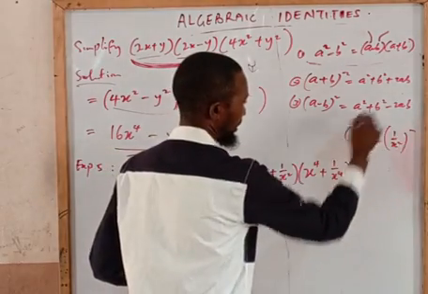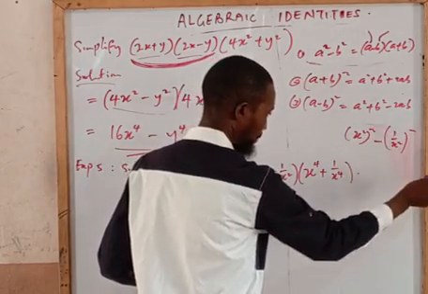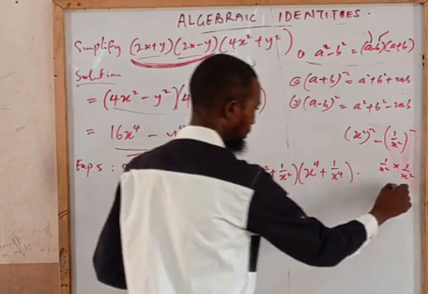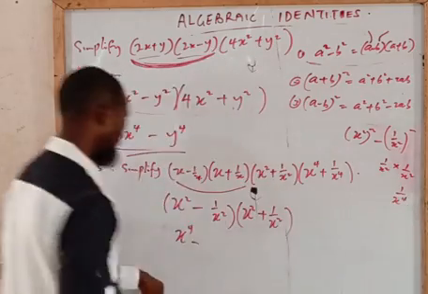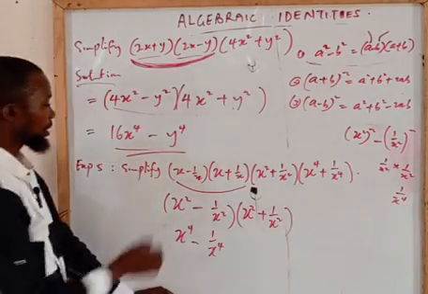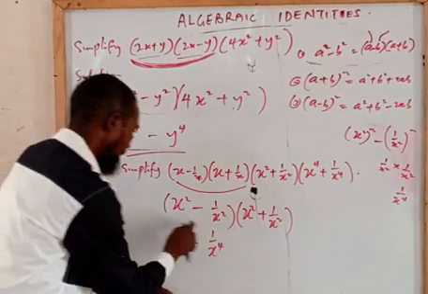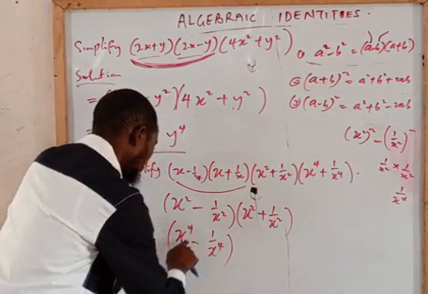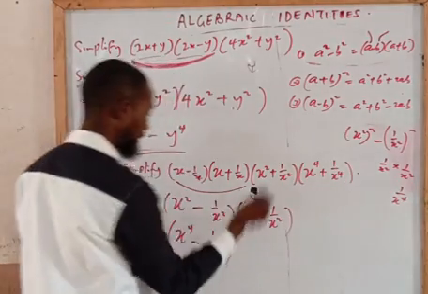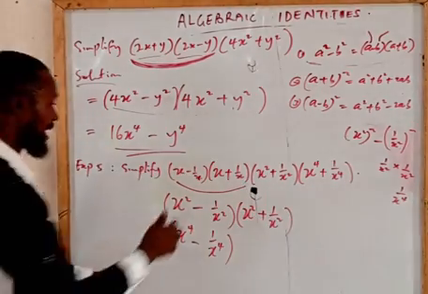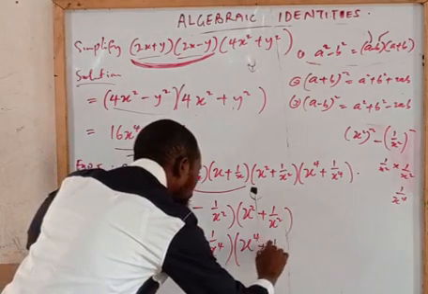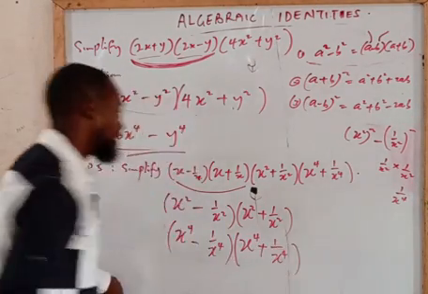Let us square this one as well: 1 over x squared times 1 over x squared. We can see that becomes 1 over x raised to the power 4. So this now becomes x raised to the power 4 minus 1 over x raised to the power 4. Then finally we have this. We now combine this as well to get the final answer. So I will now say again x raised to the power 4 plus 1 over x raised to the power 4.